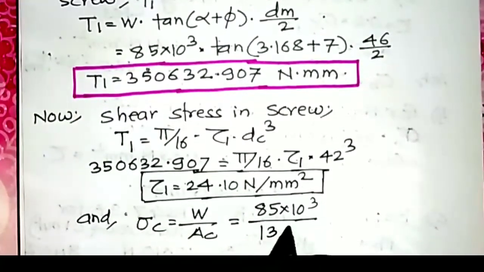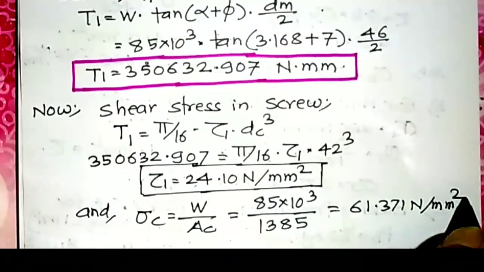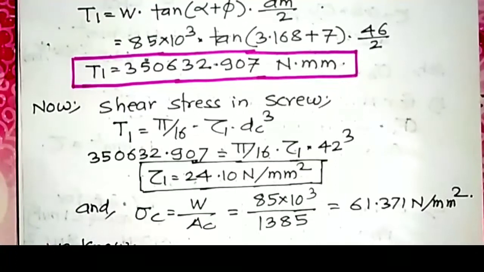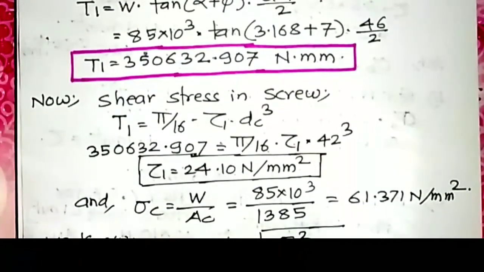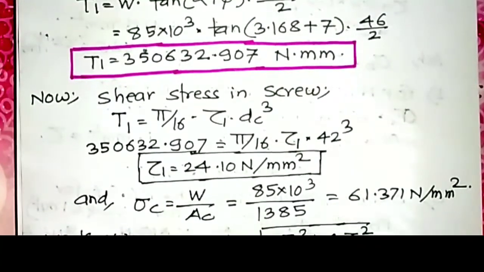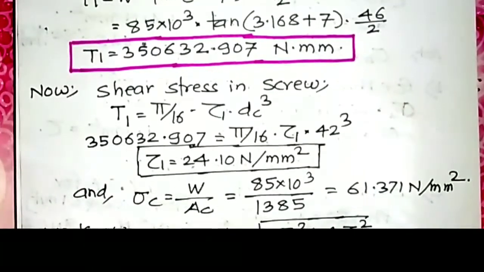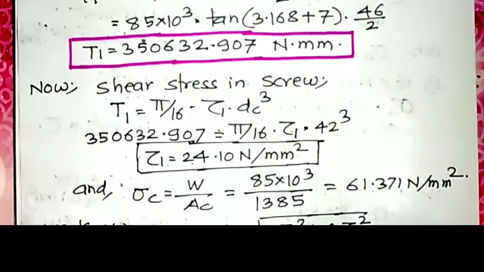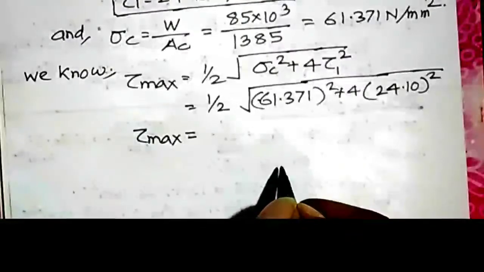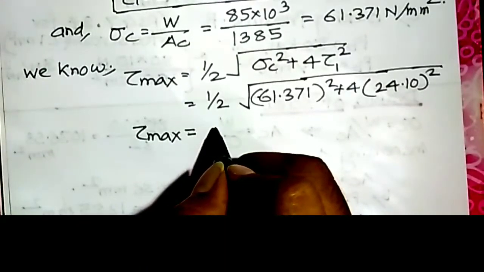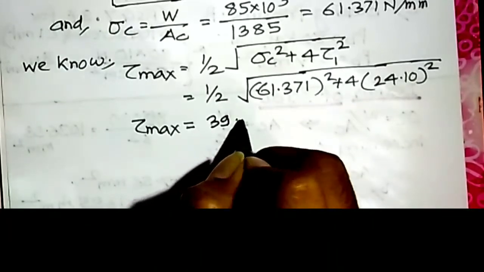Now, the compressive stress which you calculated earlier was for the area which was not modified. For the modified area, from which we have calculated the dimensions of screw, that is DC, DO and pitch, that is to be taken into account. So sigma C comes out to be W upon the new area. The new area is 1385, so sigma C is 61.37 Newton per mm square.